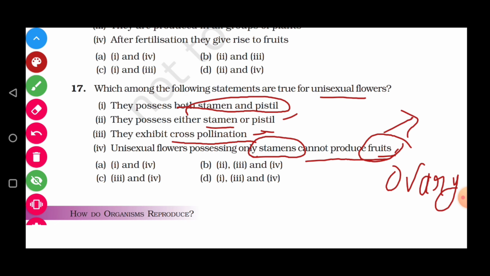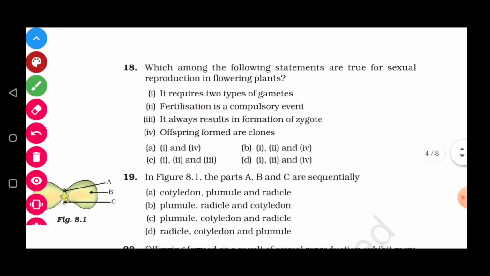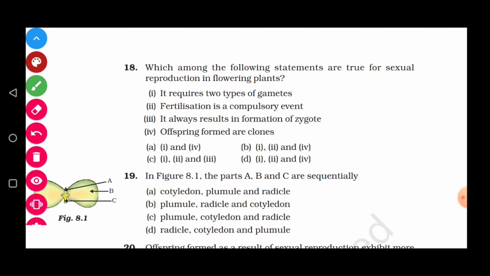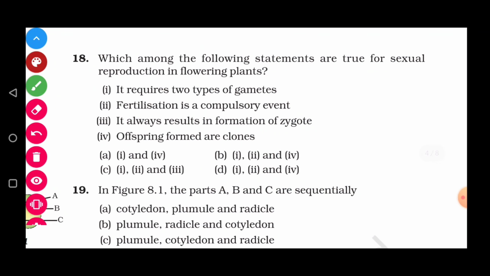So we can say that option B, in which the second, third and fourth are given, is the true answer. Now next question, question number 18. Which among the following statements are true for the sexual reproduction of the flowering plant? Which option showing sexual reproduction is correct, related to flowering plants? So here different options are given.